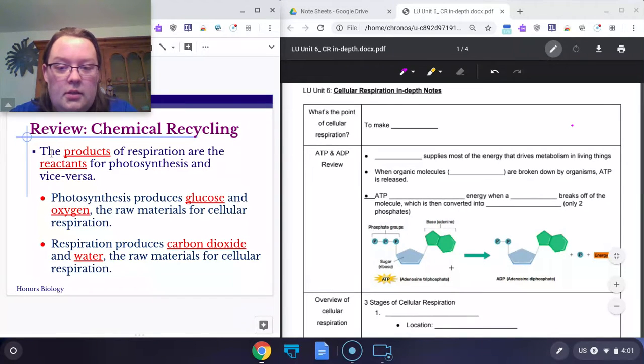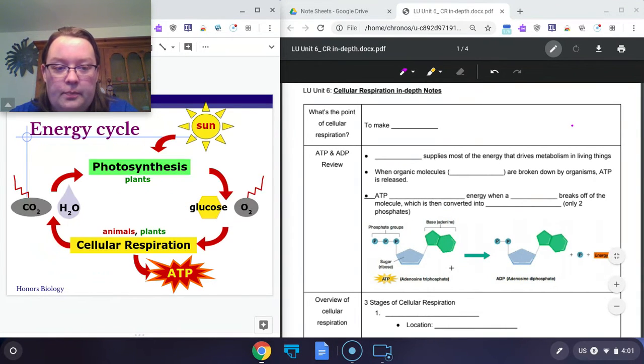Oh, and I just said this. The products of respiration are the reactants for photosynthesis and vice versa. So it's like a cycle.